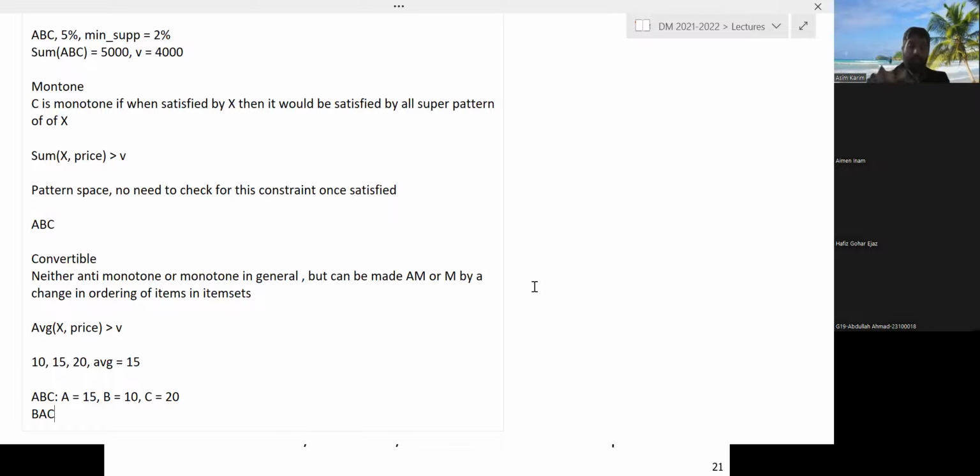Okay? So in this case, the rule that I mentioned was that average should be greater. Right? So if I do it in ascending order, and I find that my rule is satisfied, then all future growths of that pattern will always be satisfied because average will always be greater than V. But this is only true when I order the item sets and grow them in ascending order of price. Okay?